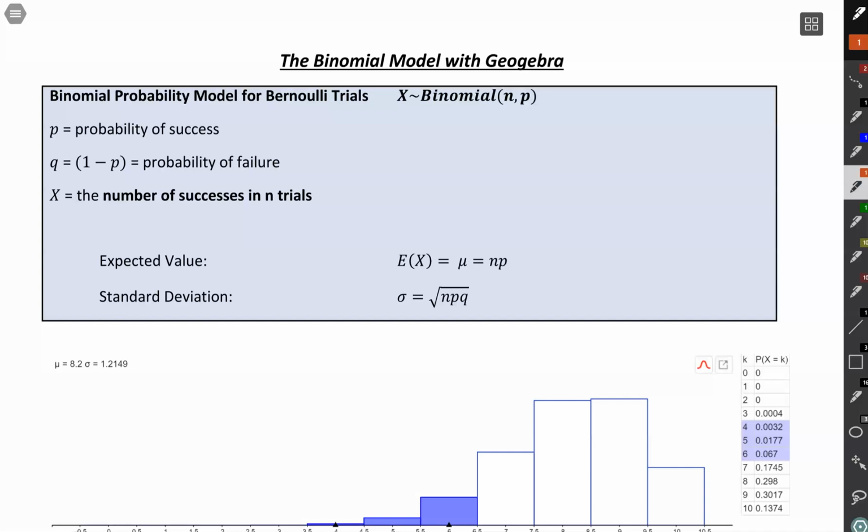So with binomial, we have a lot of new notation. So let's have a breakdown of the notation, and then I'll show you how to calculate probabilities using GeoGebra.